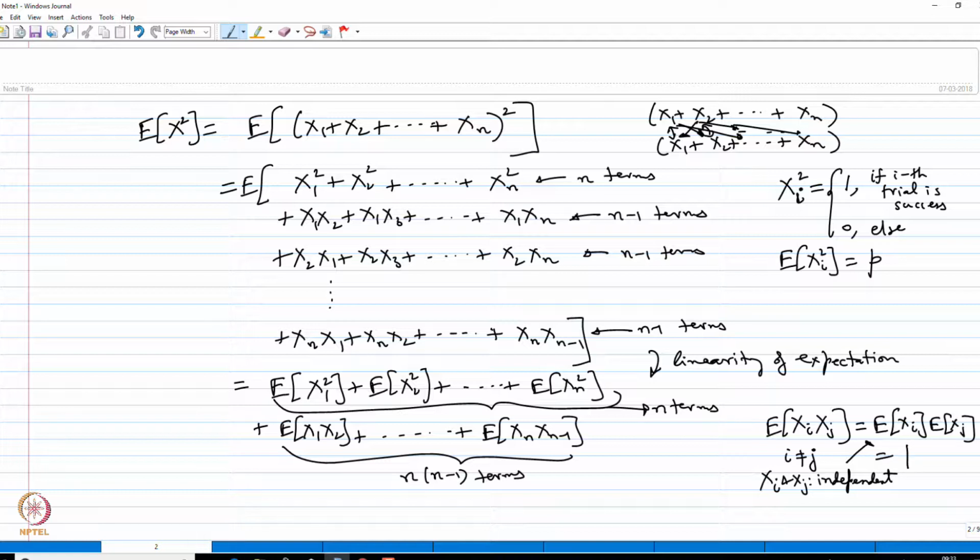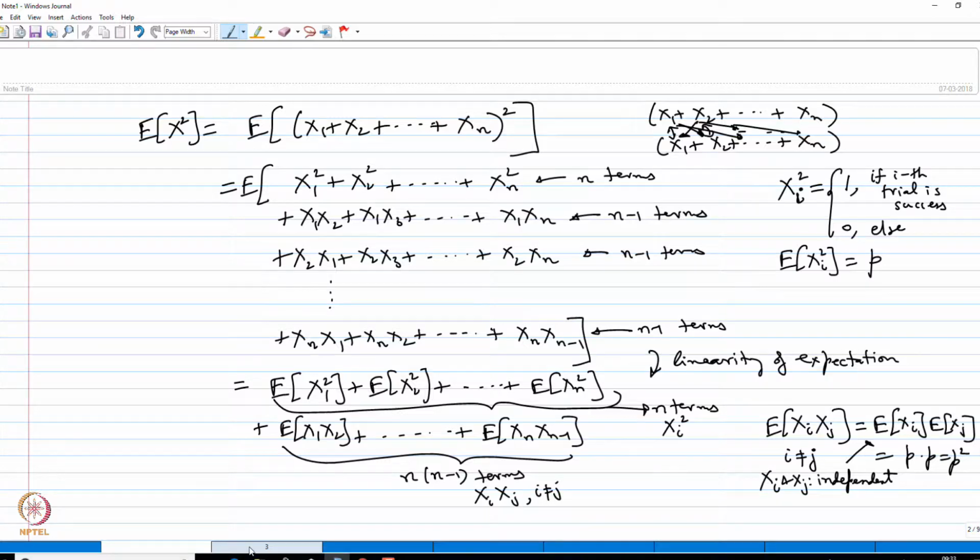So this becomes expected value of xi times expected value of xj. Now what is expected value of xi? It's p times p, that's just p squared. Okay, so hopefully you see the calculation here. So expected value of xi squared is p, expected value of xi xj is p squared for i not equal to j. So these n terms correspond to xi squared, and these n into n minus 1 terms are xi xj for i not equal to j.